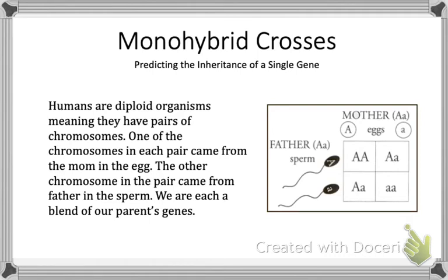In this video, you'll be learning about monohybrid crosses, or how we can predict the inheritance of a single gene within a mating between two individuals. Now, let's remember that humans and many other organisms are diploid organisms, meaning they have pairs of chromosomes. One of the chromosomes in each pair comes from each parent, from either the mom through her egg or the father through the sperm. As these gametes unite in fertilization, we create the genotypes of our offspring.